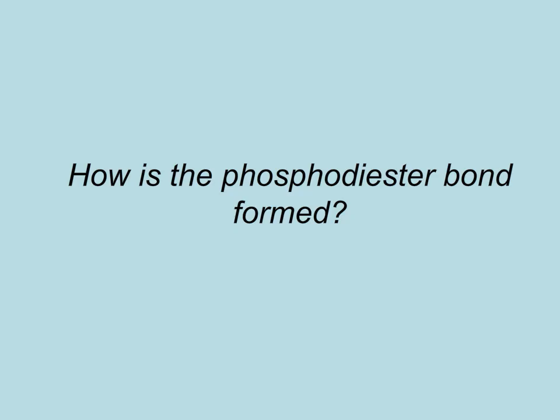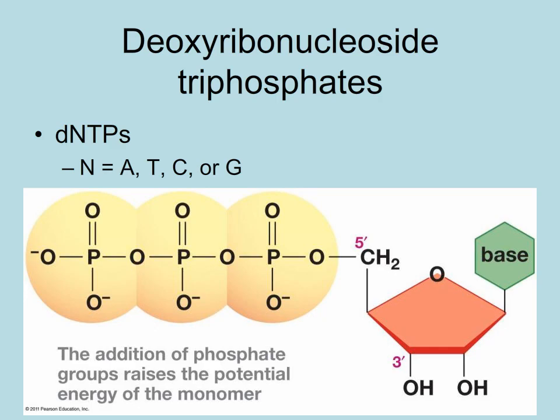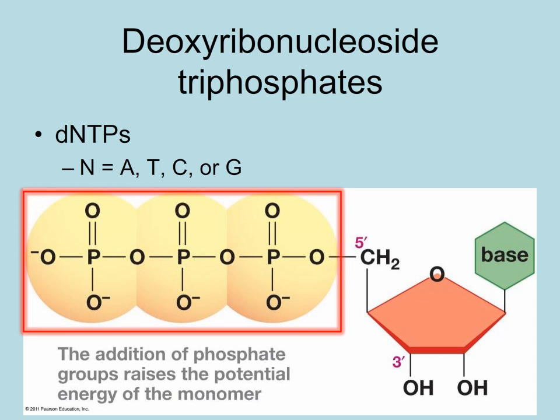Exactly how does the phosphodiester bond between nucleotides form? In reality, the nucleotides used to build DNA have 3 phosphate groups. These molecules are called deoxyribonucleoside triphosphates, or dNTPs. The N stands for the base and can be adenine, thymine, cytosine, or guanine. Notice how this molecule looks similar to ATP due to the 3 phosphates. That is because it is similar.